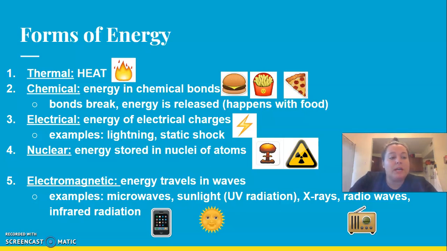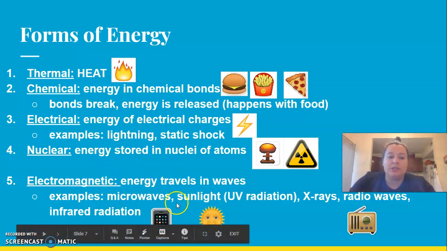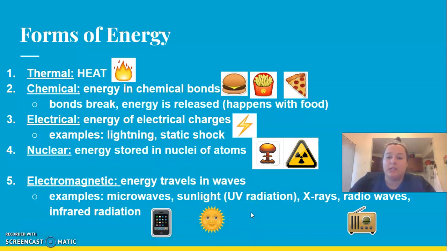Now the next one is electromagnetic energy, or EM. This is energy that travels in the form of a wave, like radio waves, microwaves, X-rays, sunlight or UV radiation, and then we have infrared radiation. All of these are electromagnetic in their own way, and there's actually more to this. For instance, visible light is on the spectrum too.